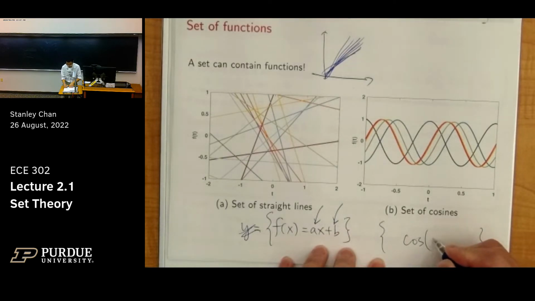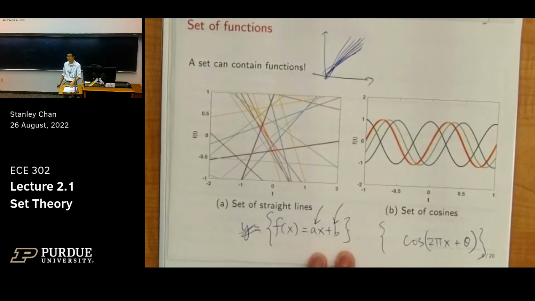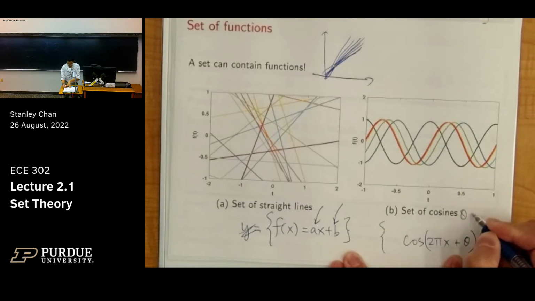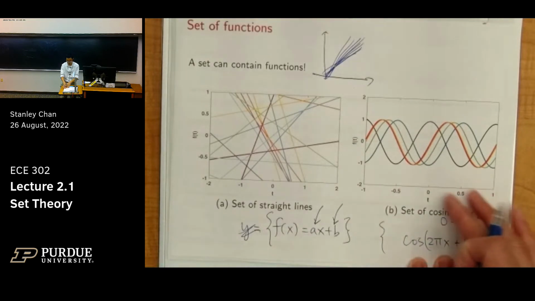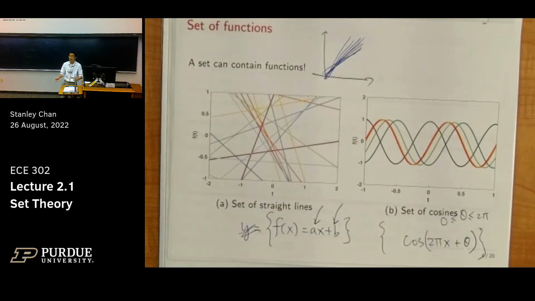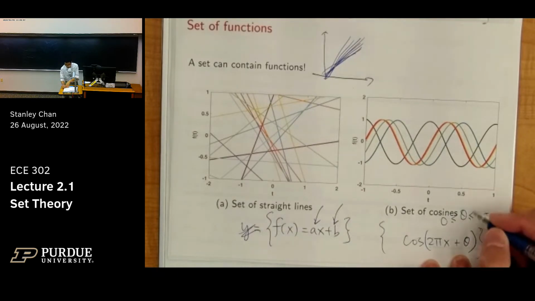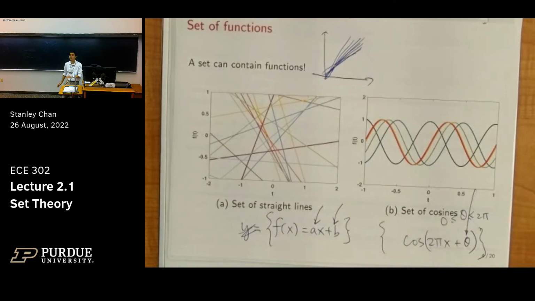Okay, how about cosine 2 pi x plus theta? This theta, of course, has to be between 0 and 2 pi. So I can define the set accordingly. Now, this x, of course, will just be the x-axis. It's just a dummy variable. The randomness is defined by this theta.